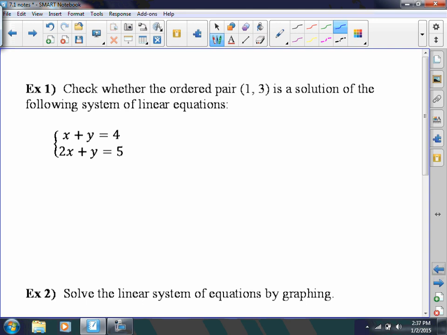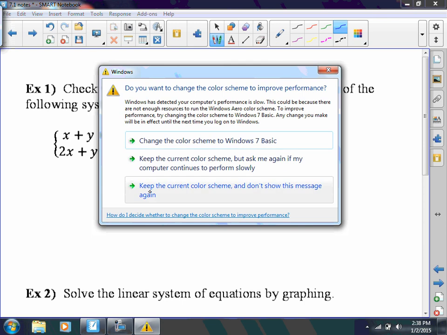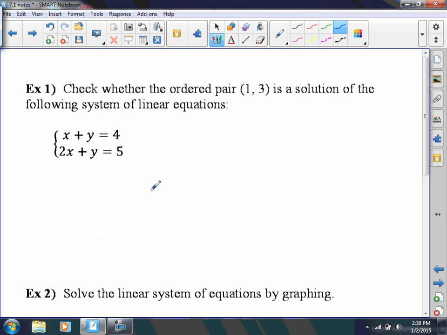Okay, now for example 1, this is just a conceptual question. They want us to check and see if the ordered pair (1, 3) is a solution for each of the equations in this system of equations. This is like what I said in the definition of the solution of a linear system. When you take that ordered pair and substitute it into each equation, if you get a true statement for each equation, then that ordered pair is a solution for the whole system.